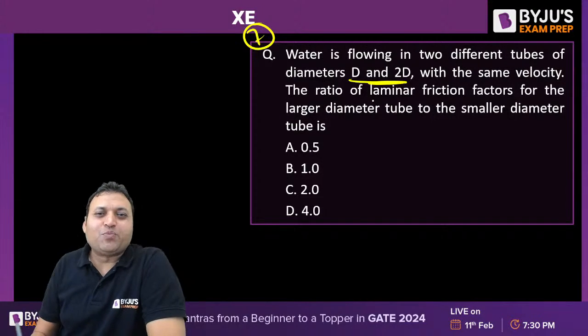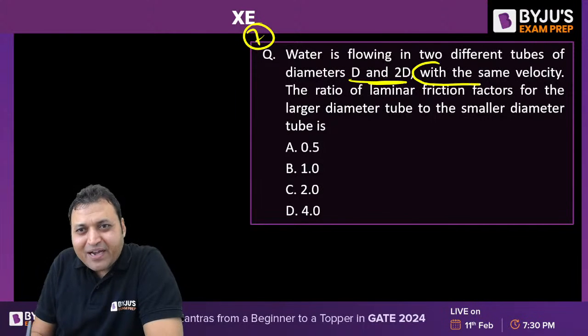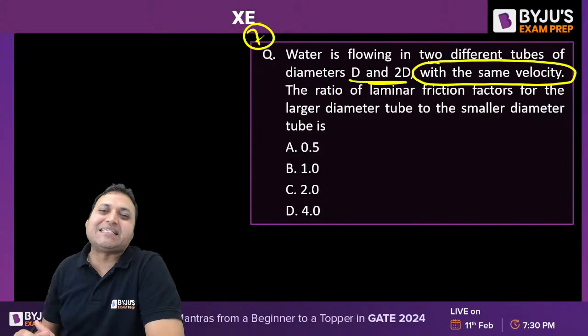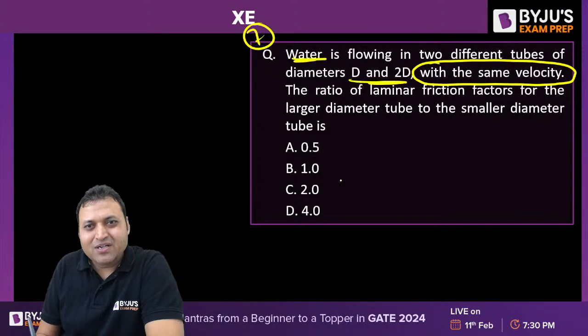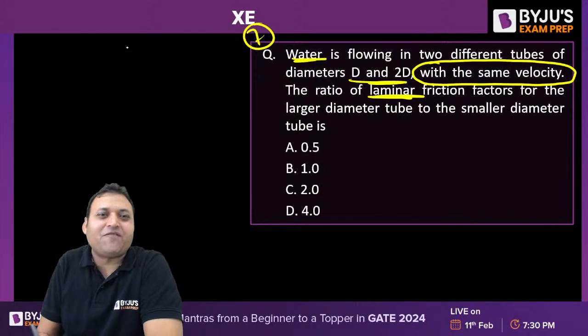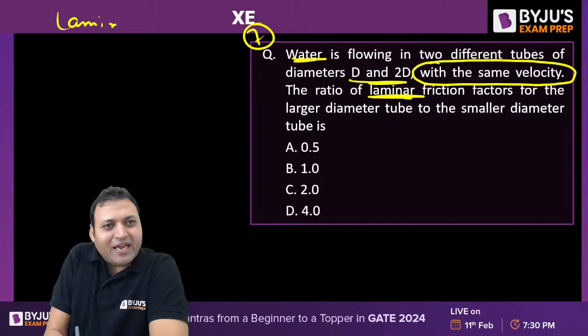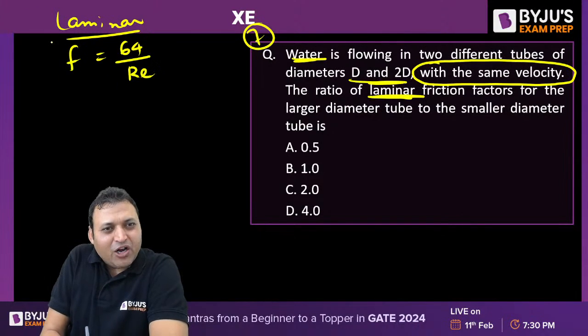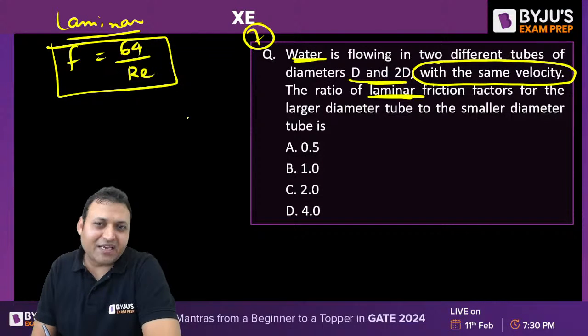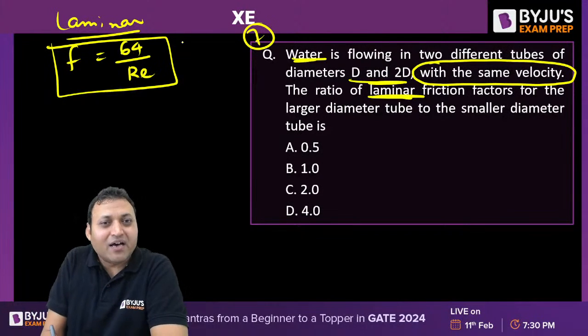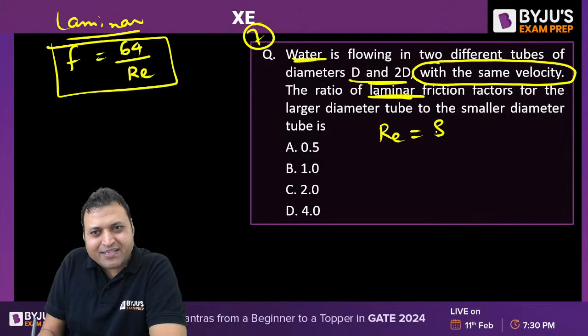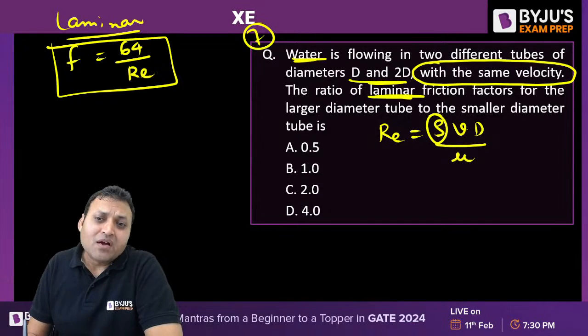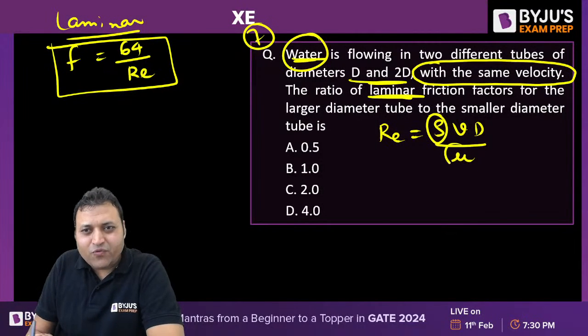There are two different tubes of diameter d and 2d. The important point here is the velocity in both the pipes is the same and the fluid is also the same. For laminar flow in a pipe, the friction factor only depends on Reynolds number, isn't it? Darcy's friction factor only depends on the Reynolds number, and Reynolds number is equal to rho Vd by mu. Density is constant because it is water. Viscosity is constant. Velocity is given the same for both the pipes.